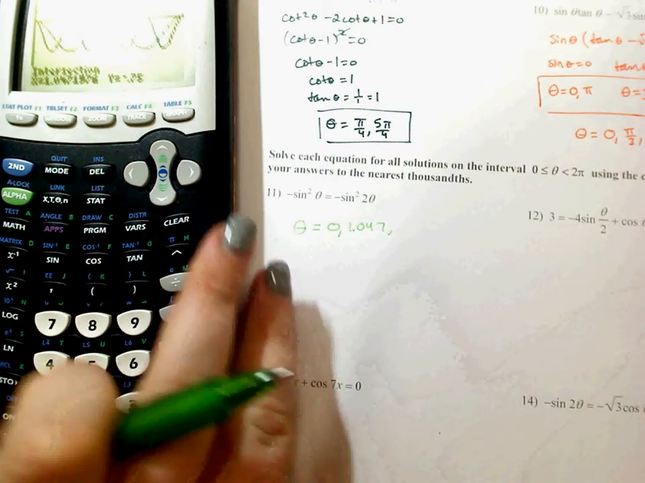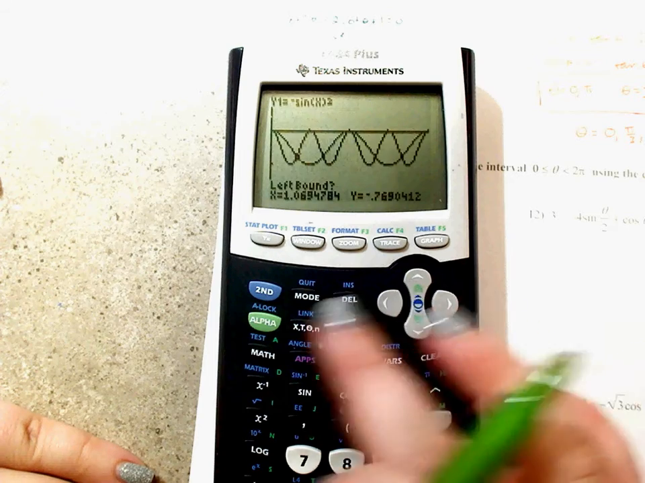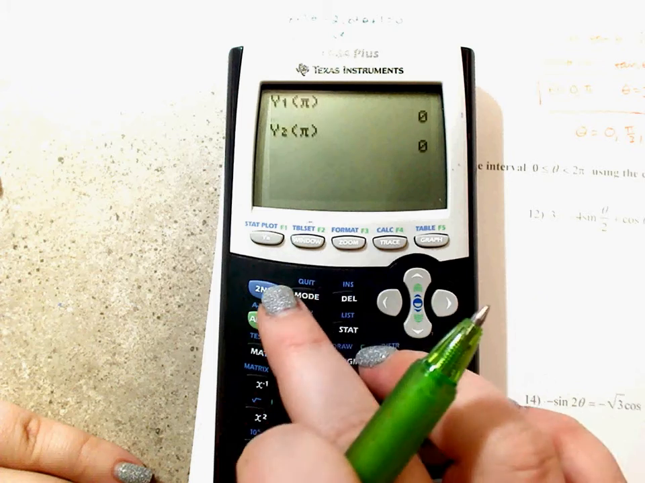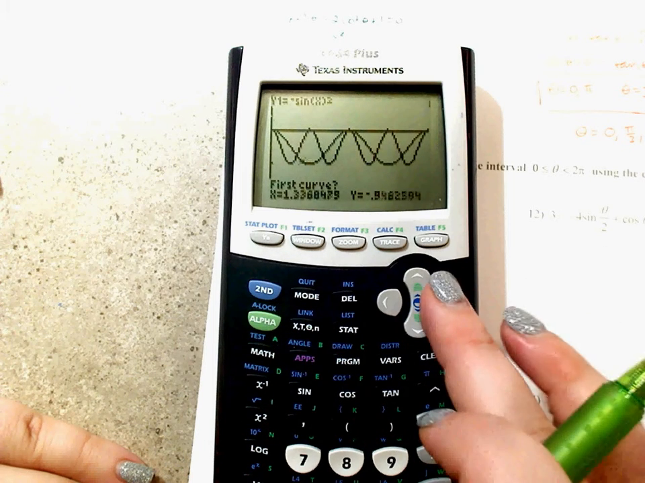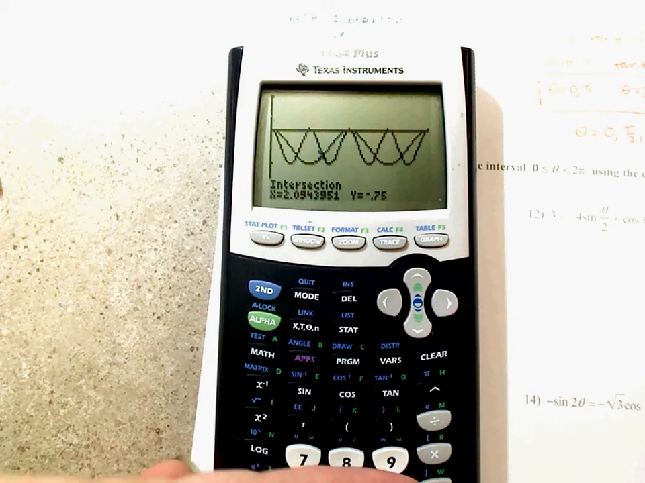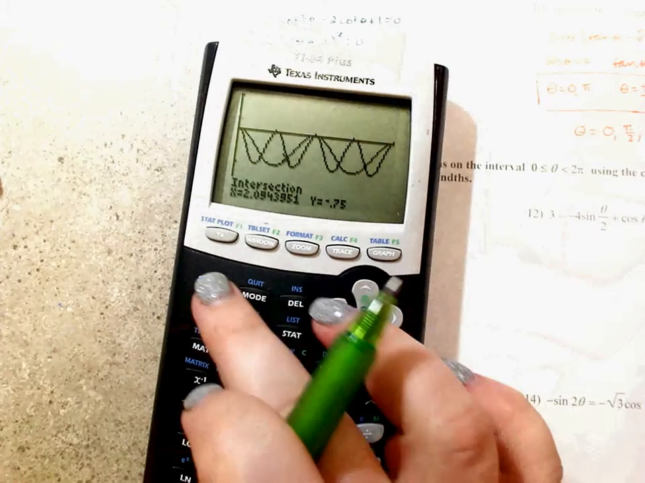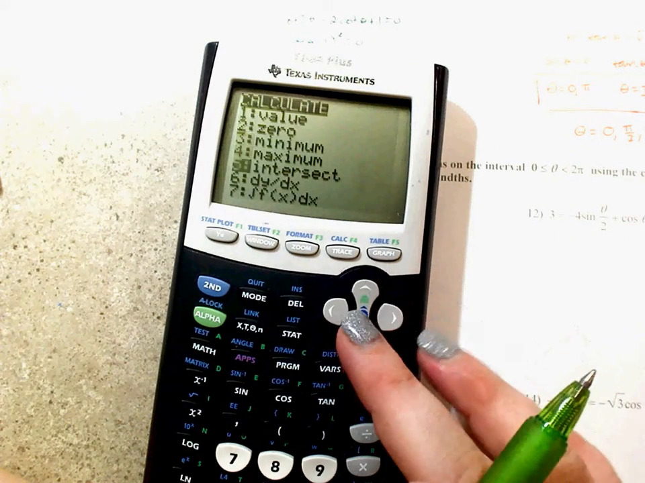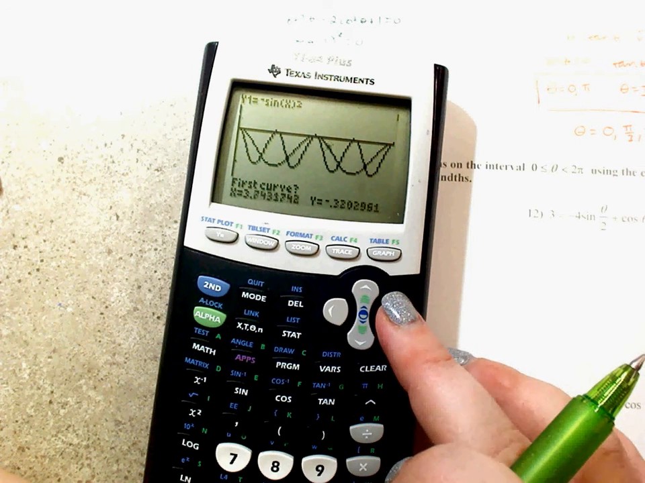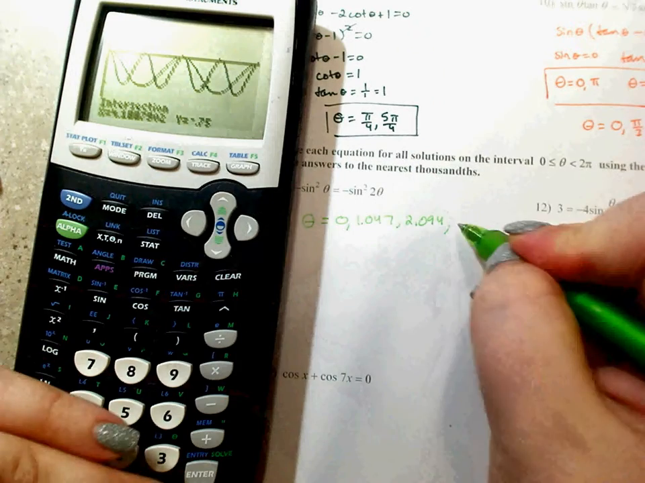Second, calculate intersection. So go over here, enter, enter, enter. As long as I'm closer to that one, we'll find that one. 2.094. Okay. Second, calculate intersection. Enter, enter, enter. 4.11, or sorry, 4.189.